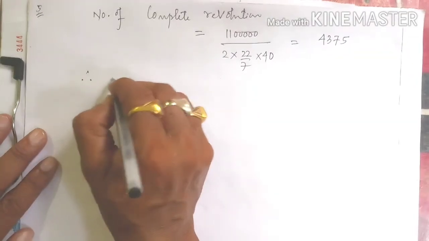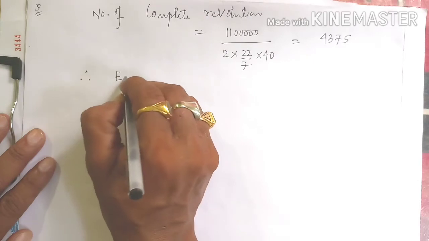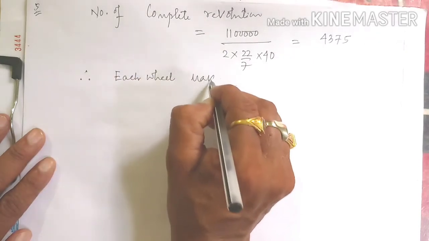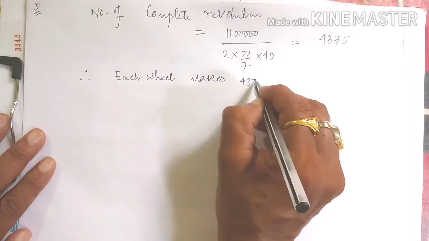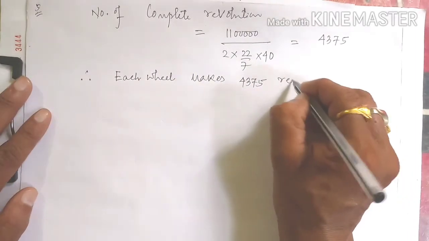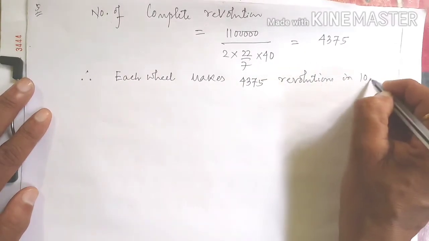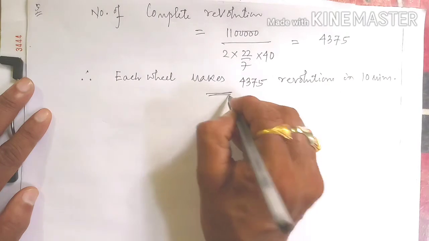Therefore, each wheel will make 4375 revolutions in 10 minutes. Are you satisfied?